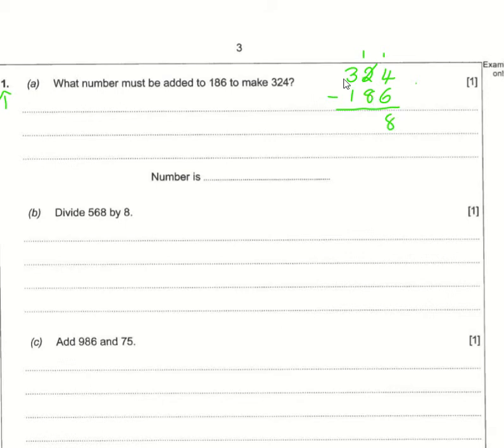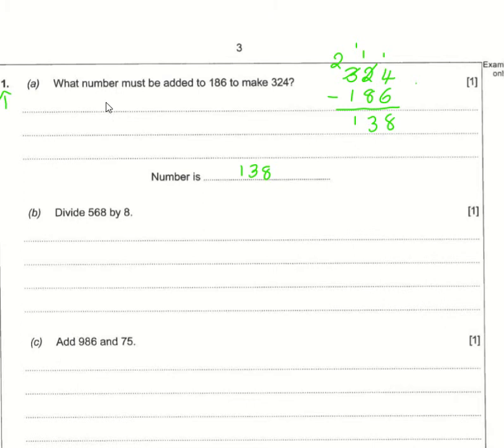1 take away 8 we can't do, borrow from next door, that leaves 2 there. Put the 1 up in that column, that makes that 11. 11 take away 8 is 3. 2 take away 1 is 1. So the answer is 138.